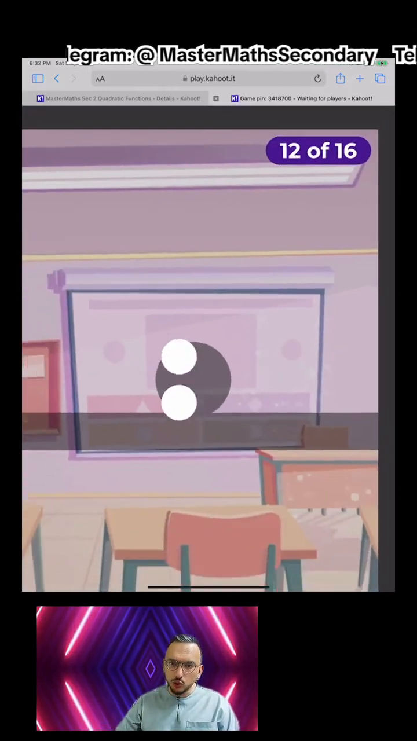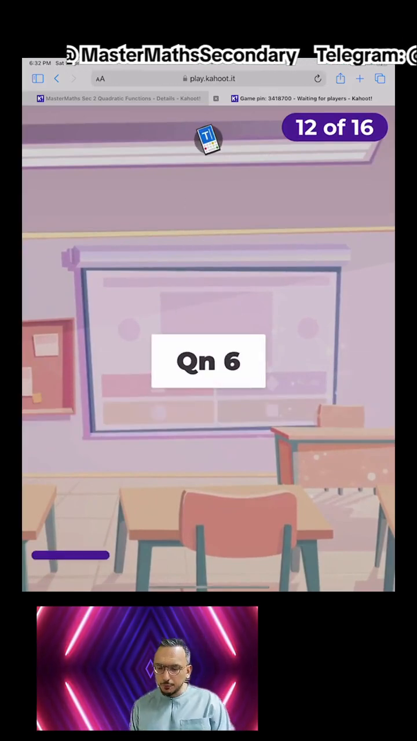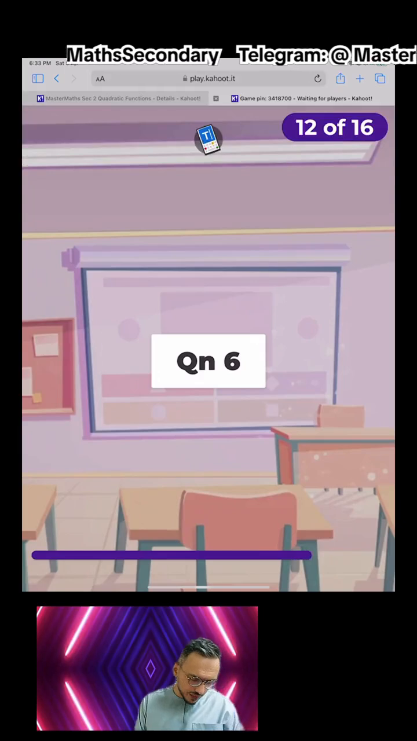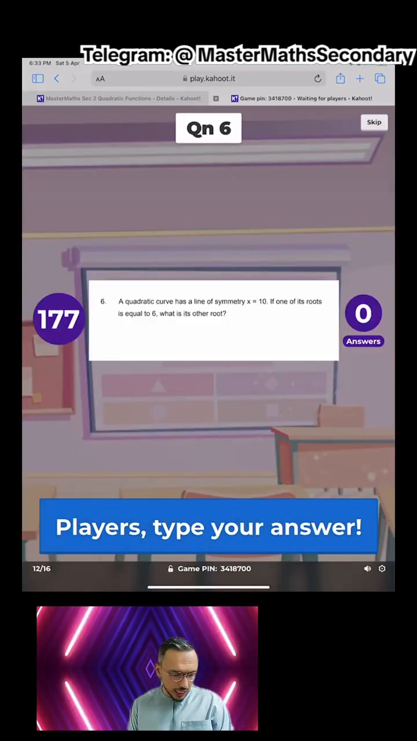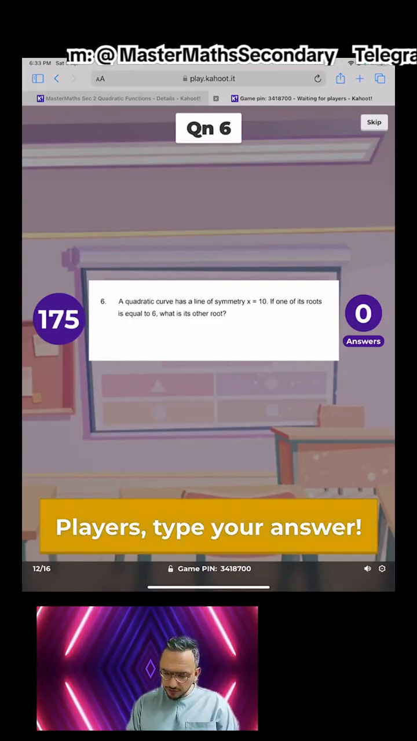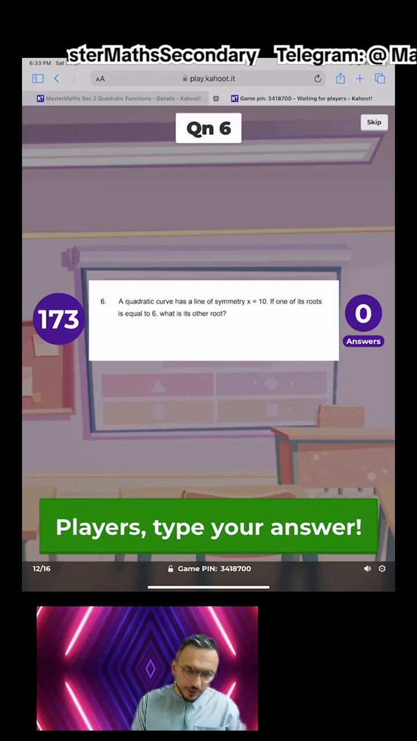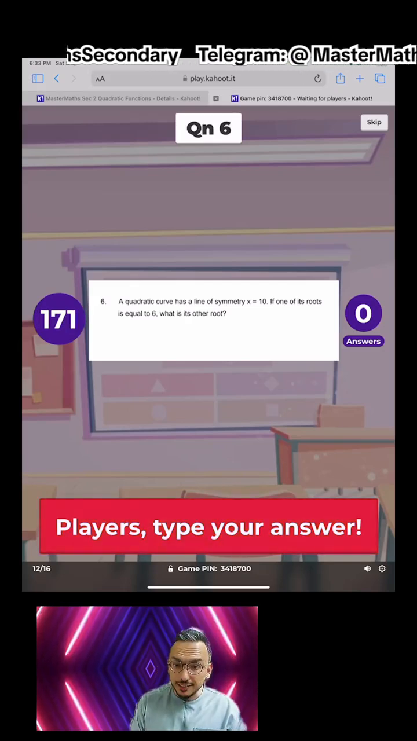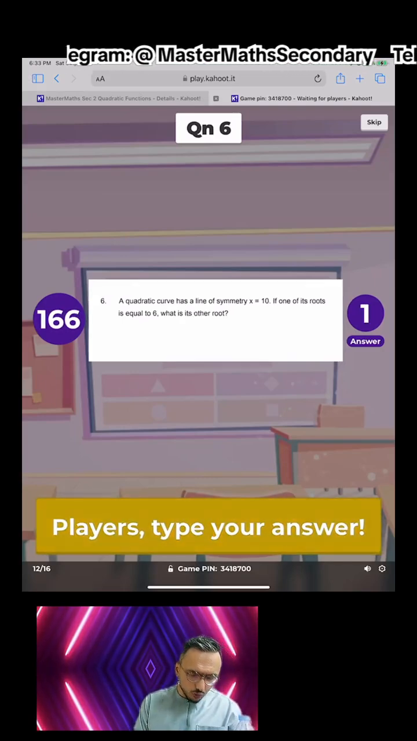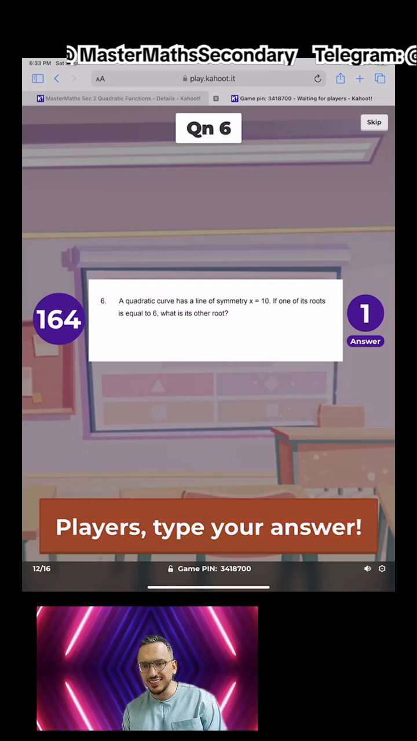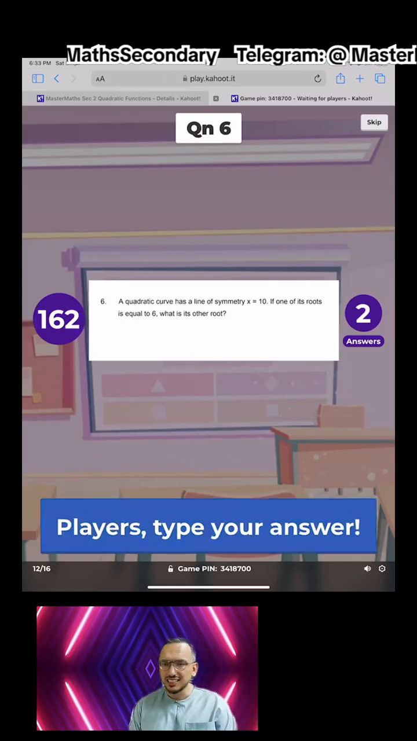Okay, this one you got to type the answer, guys. Double points. Let's see if we have a new leader after this question. Now, a quadratic curve has a line of symmetry of x equals 10. If one of its roots is equal to 6, what is its other root? Let's see. Guys, type your answer.